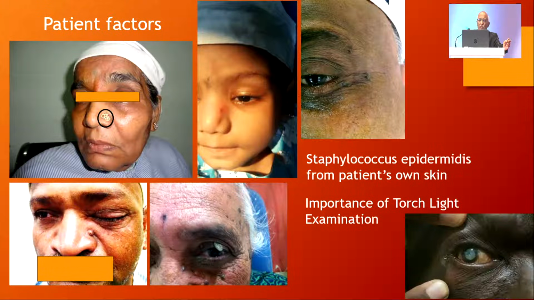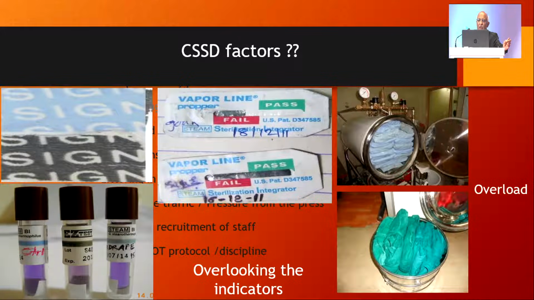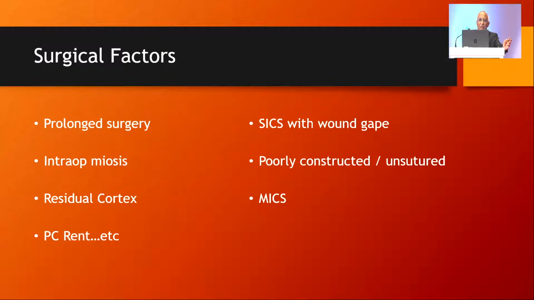So the importance of torchlight examination cannot be overemphasized. It's very important. CSSD factors are when we overlook the indicators or overload the instrument or overload the sterilizing equipment when we have a lot of surgeries. Surgical factors: prolonged surgery, I already mentioned.